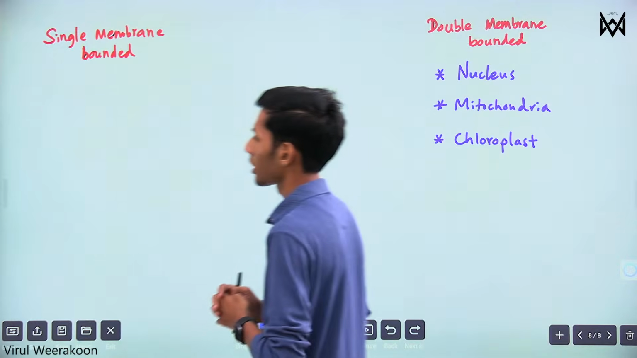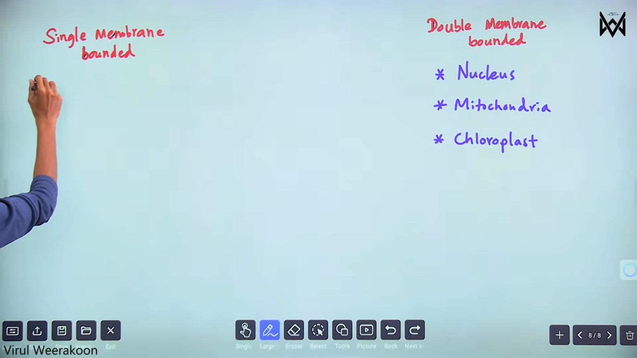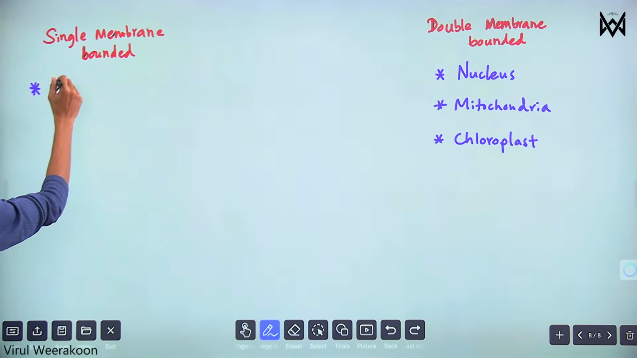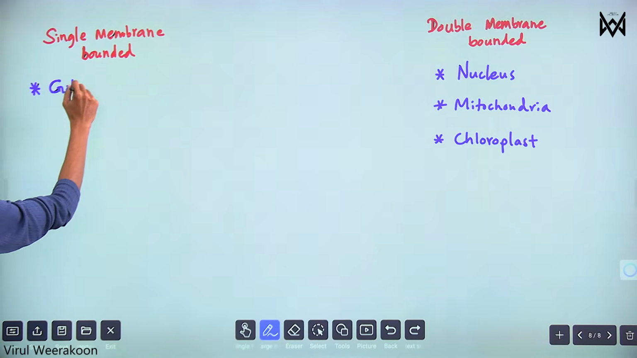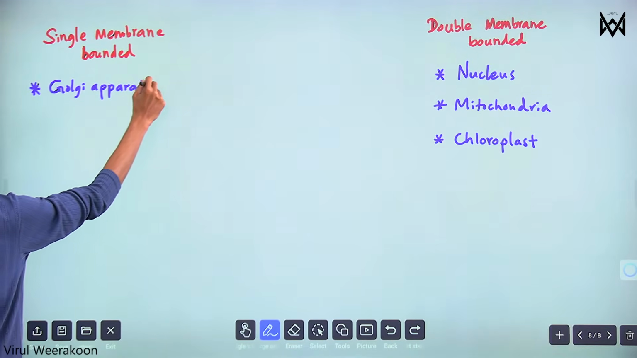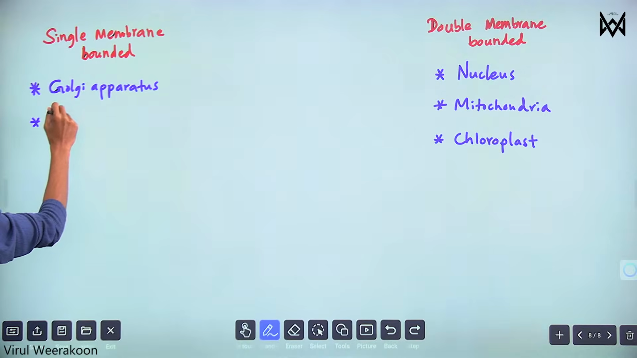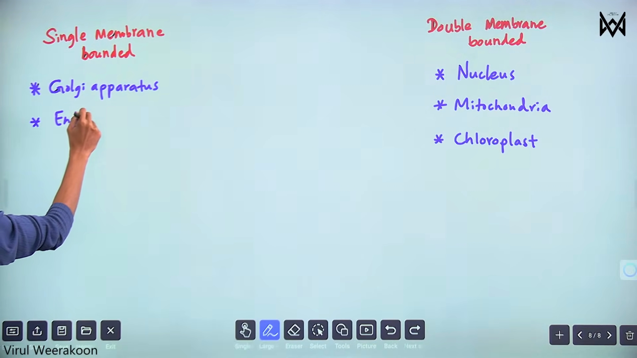Then we come to single membrane bounded. We'll start from the Golgi apparatus. Then move to the endoplasmic reticulum.